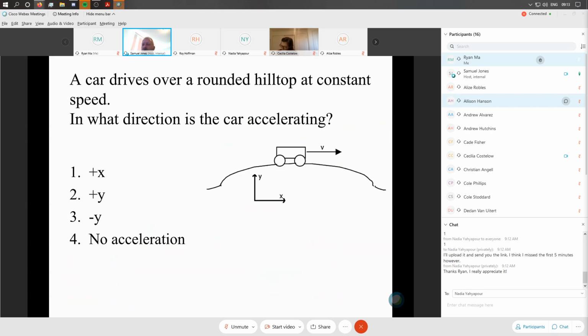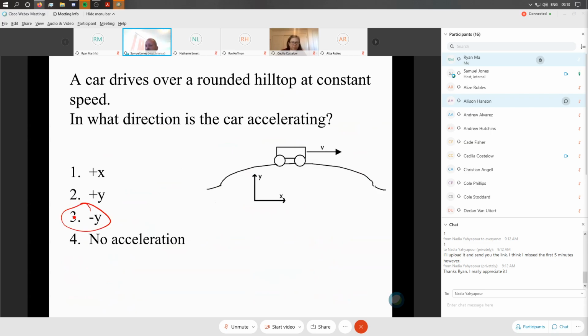Okay, let's do another example. I have a car driving over a rounded hilltop. Oh, you know what? I already did this problem. Anyway, I'll ask it and just see if you guys remember what we talked about a half hour ago. I have a car traveling over this hilltop. What direction is the car accelerating?